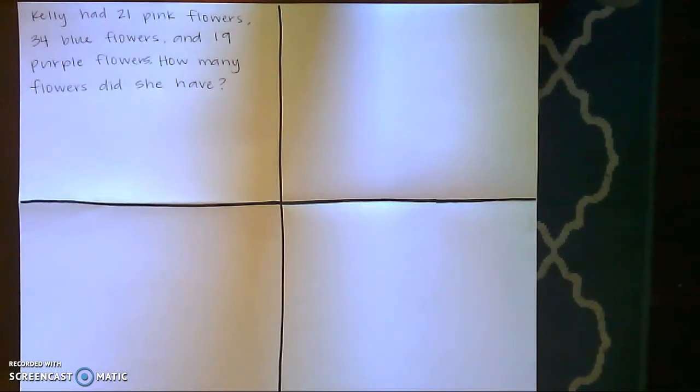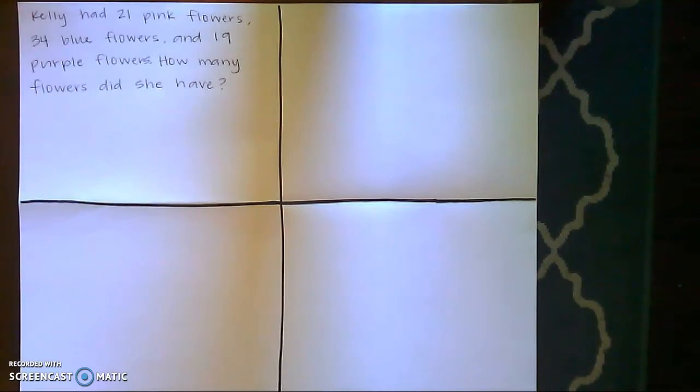So let's go ahead and read our word problem. It says Kelly had 21 pink flowers, 34 blue flowers, and 19 purple flowers. How many flowers did she have? So we're trying to find the total number of flowers that Kelly had. It doesn't matter what color, just how many flowers she had in all.